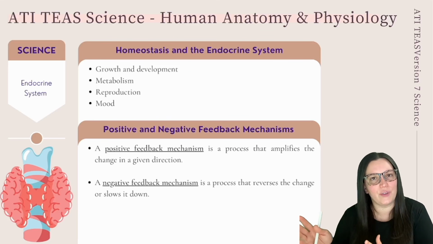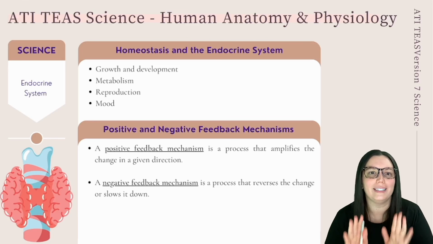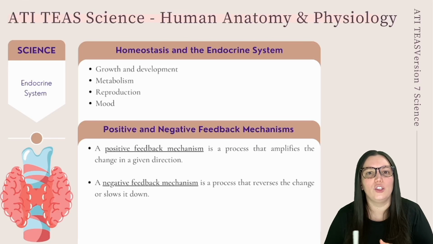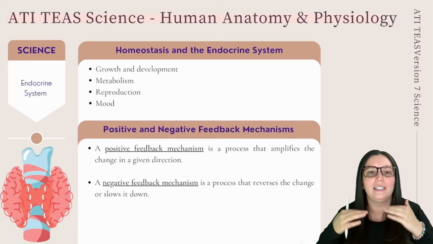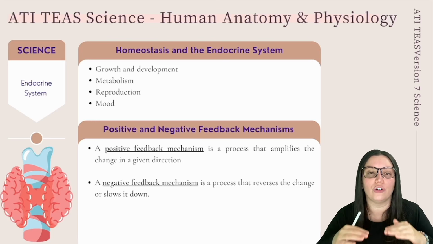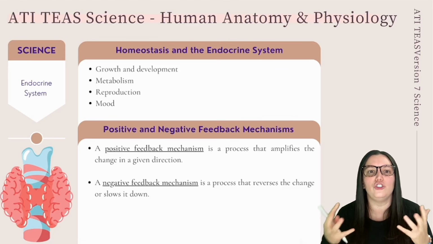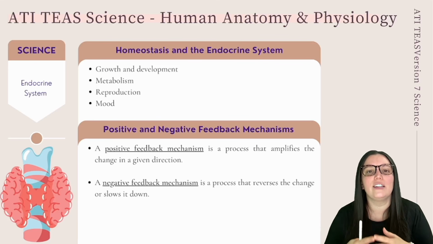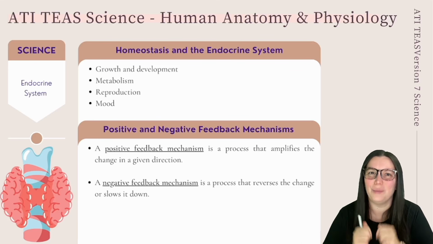Whereas with our negative feedback system, this is a process that reverses the change or tries to slow it down. So for example, the release of insulin in response to high blood sugar levels is a negative feedback mechanism. That is because it can reverse that change or slow down the lowering of the blood sugar levels. We don't want to release too much and then cause us to bottom out with our blood sugar. The pancreas is able to adjust the amount of hormones that is secreted in proportion to the amount of blood glucose that is detected in the blood.